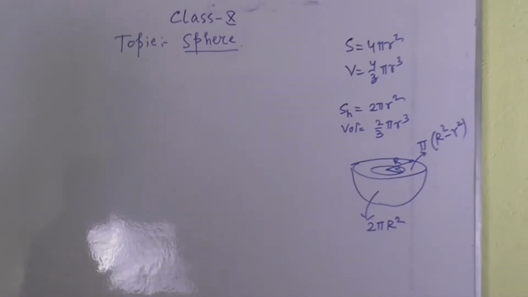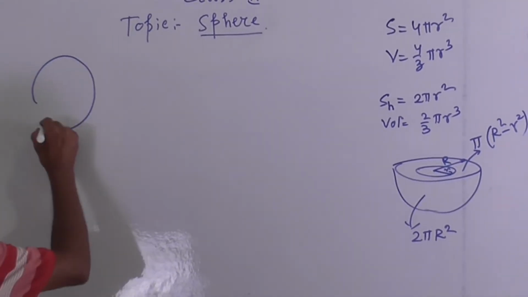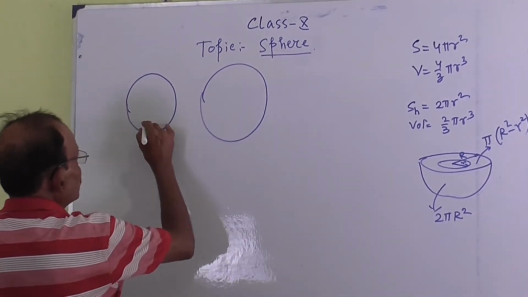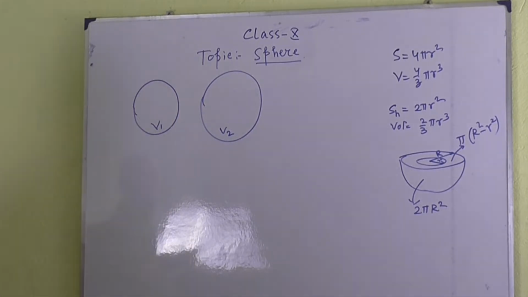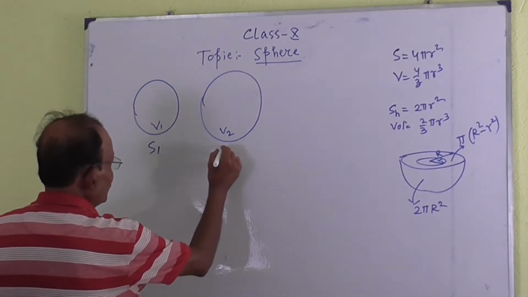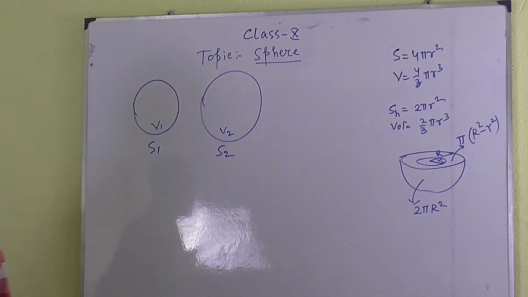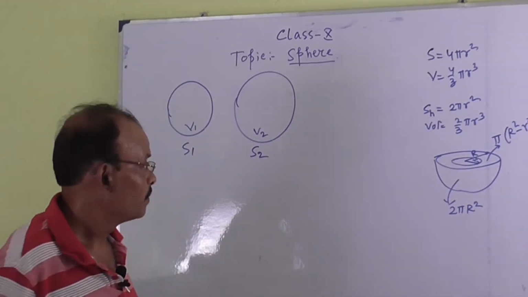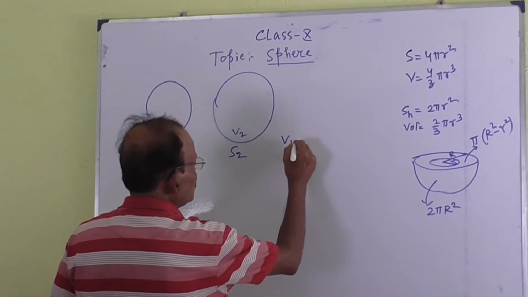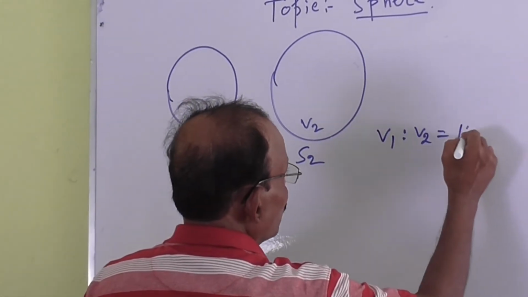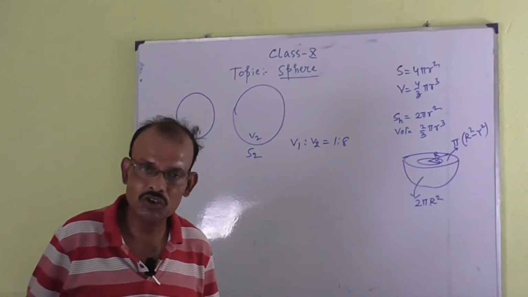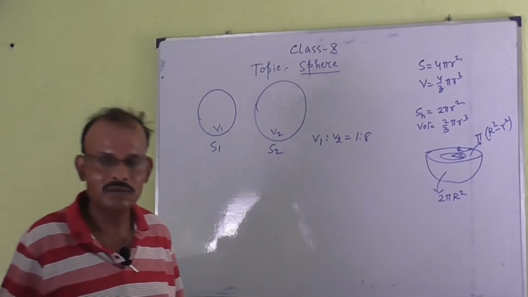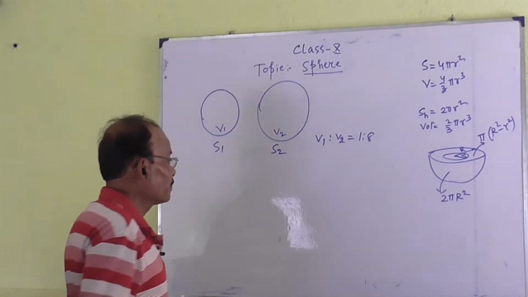Now, if we take two spheres, its volume V1 and its volume V2. Understand? And its surface area S1 and this surface area S2. Clear? Now, it is given that V1 is to V2 equal to 1 is to 8. So, the sum is you have to find the ratio of the surface areas of these two spheres. Okay.